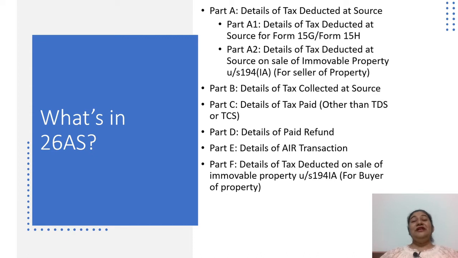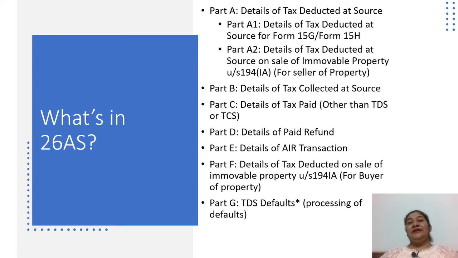Part F is the detail of tax deducted on the sale of immovable property for the buyer of property. Now suppose you are the buyer of the property and you deducted the tax for the payments done. So whatever tax deducted by the buyer are reflected in this section.